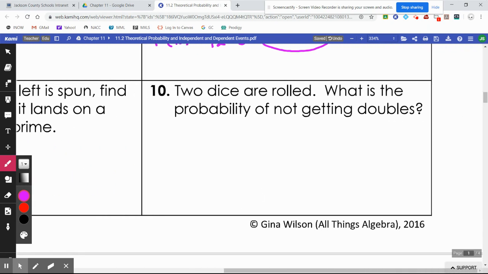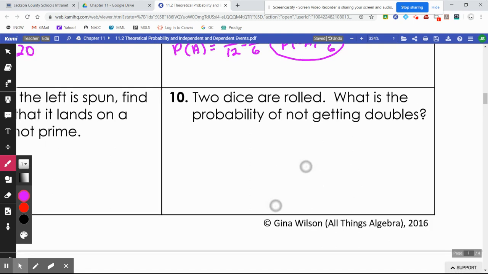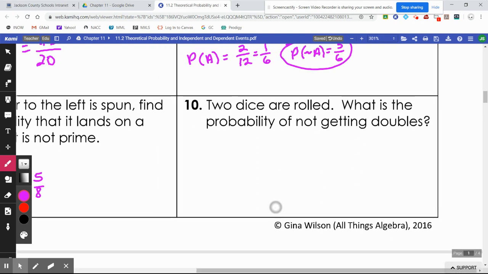2 dice are rolled. What is the probability of not getting doubles? Well, what is the probability of getting doubles? Let's do it first. The probability of doubles, again, there's 2 dice being rolled. There's 6 different ways the first dice can land and 6 different ways the second dice can land. That's a total of 36 different things we could get on this dice.